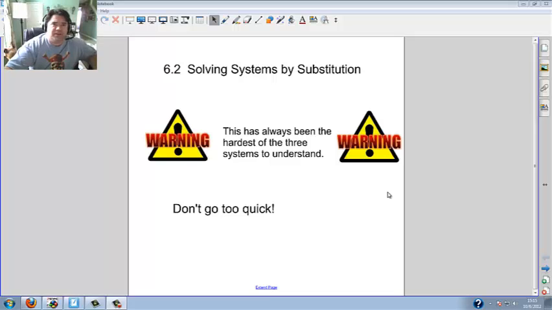Hi, welcome back to AT Math. Today, 6-2, solving systems by substitution. Why it's easier than trying to hold on to this dog.